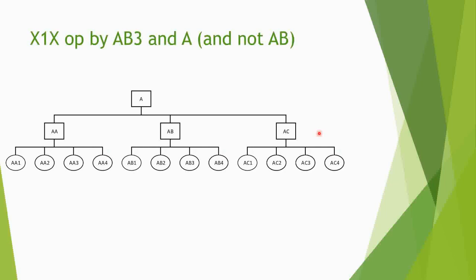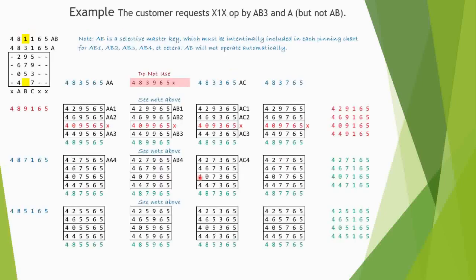One thing we know about incidental master keys is that they happen automatically. You can't stop them. So how could we possibly build a cylinder that works with AB3 and A, but not the master key in between them? We are going to use selective master keys.